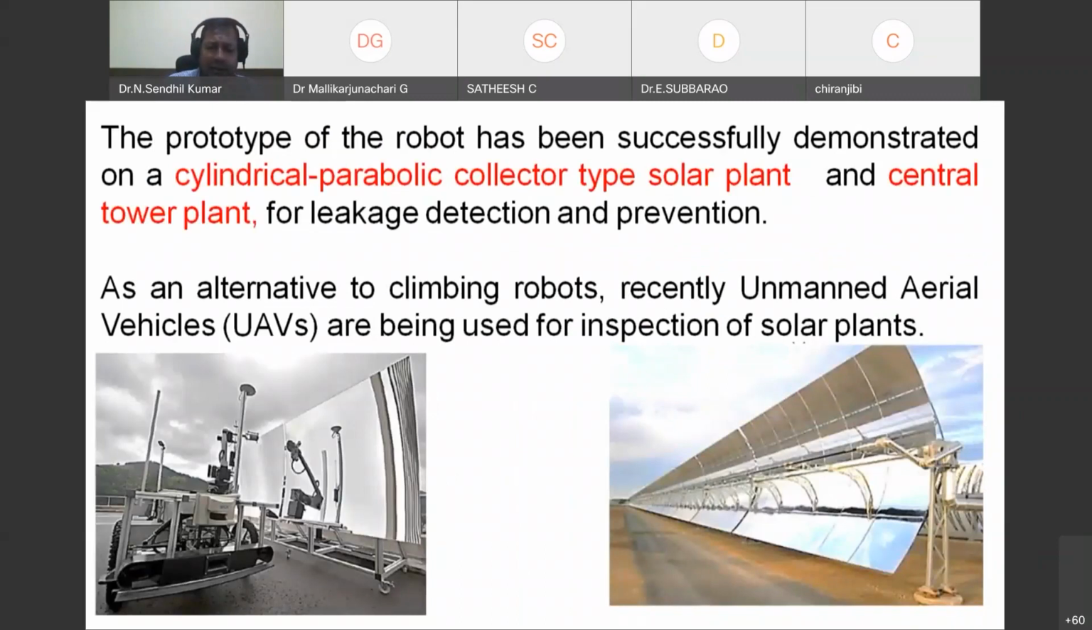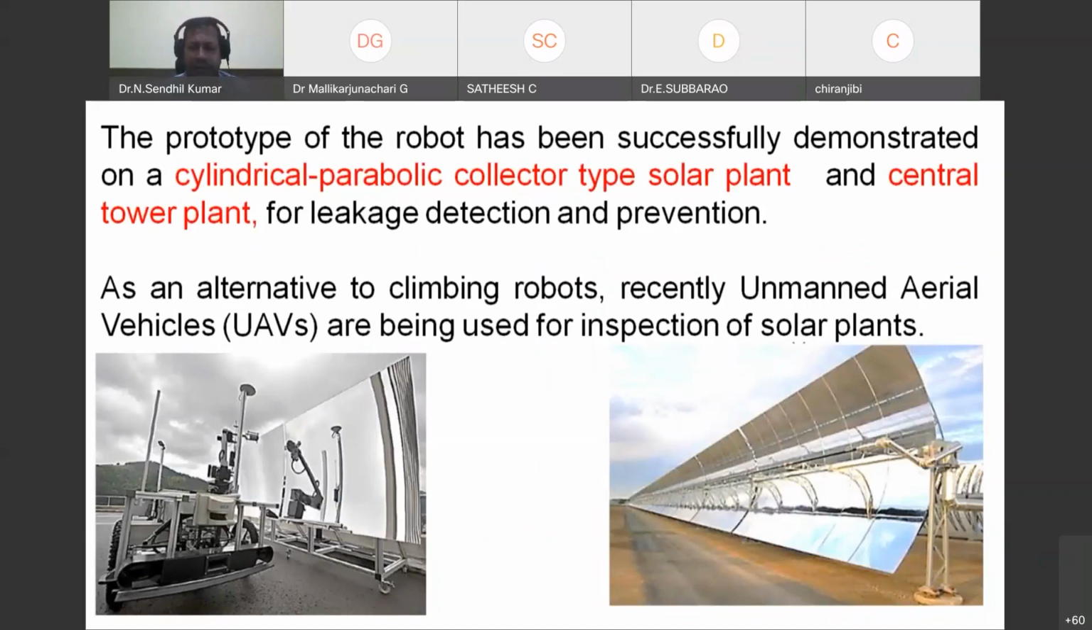I already told you about the different power plants. One of the drawbacks is dust, either in a PV panel or in a solar power plant based on concentrating solar power. Here the reflectors will be there. Reflector means it has to track the sun. Concentrating means we have to track the sun by providing a proper tracking arrangement.